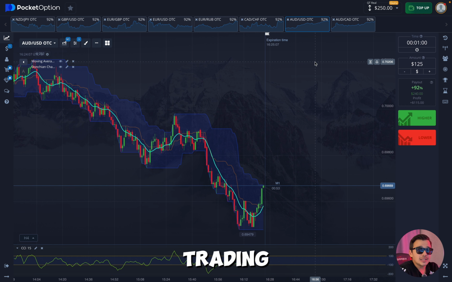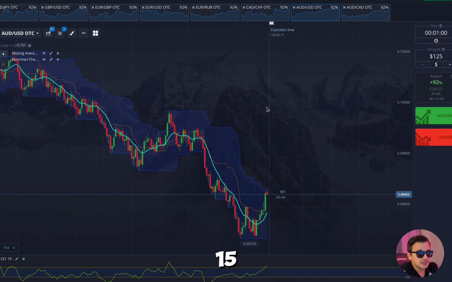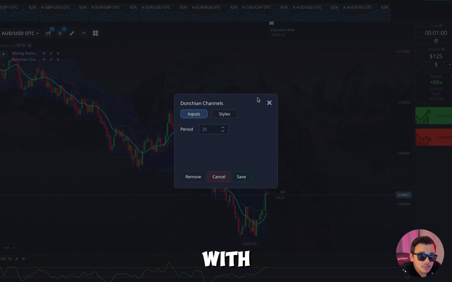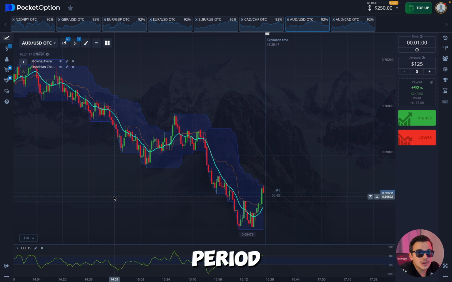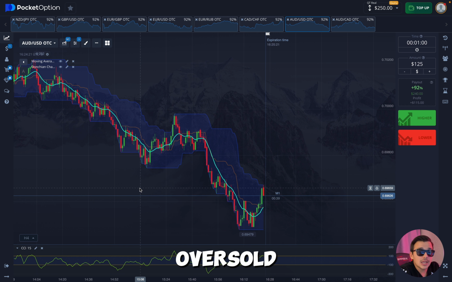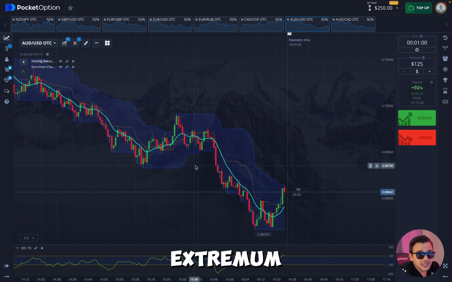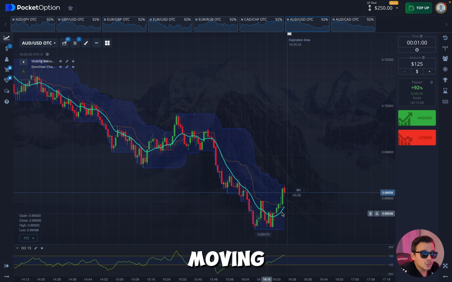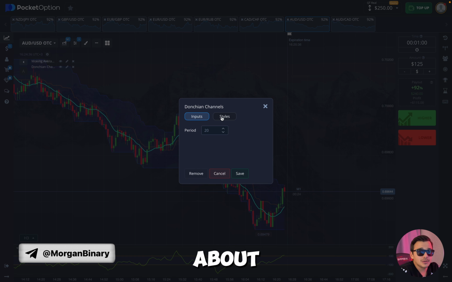For today's trading, this bunch of indicators: weighted moving average with period 15, Donchian channel with a period of 20, and SSI oscillator also with a period of 15. Today we'll observe the oversold and overbought areas. Also, to emphasize, I would say the main attention is on the trend, to look for the extreme points, and the moving line will also show me the signals. Later I will tell you about them.